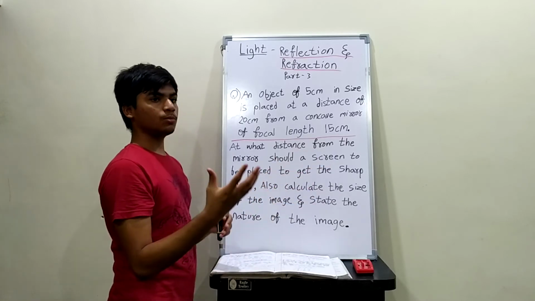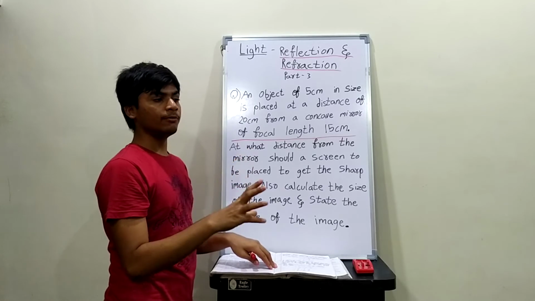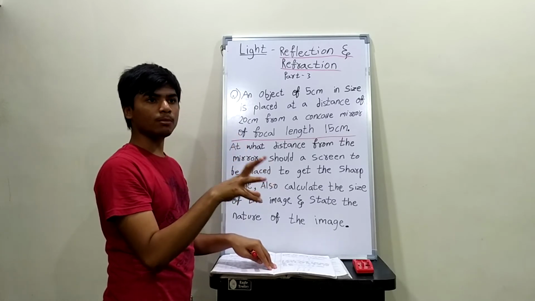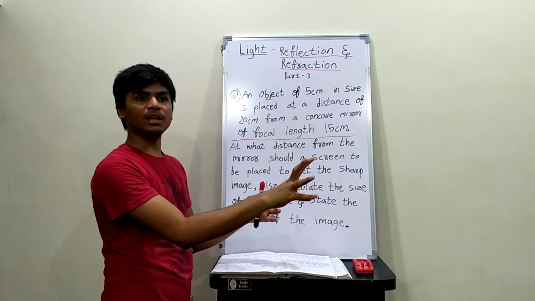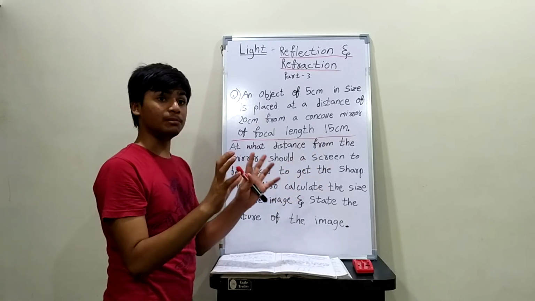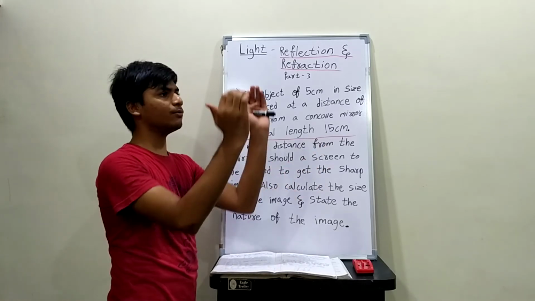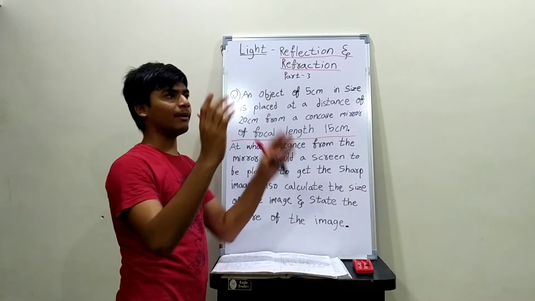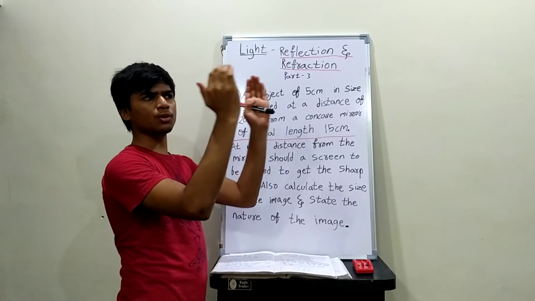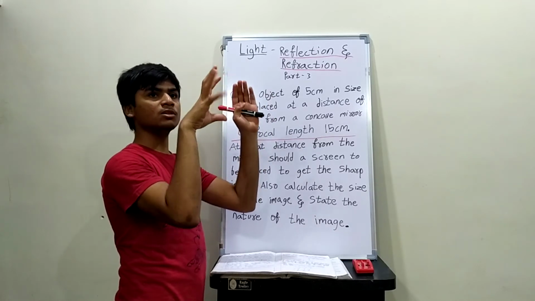Now, to place a screen, what does it mean? Where the image will be formed, there you have to place the screen to capture a sharp image. If you keep it somewhere else, you will get the image, but it will be blurred. You won't get a sharp image. Like if you have worked with the projectors in your classrooms, if you have a smart board, you will have a projector in your class. So when you move the projector, the focal length changes. So you get a blur image.